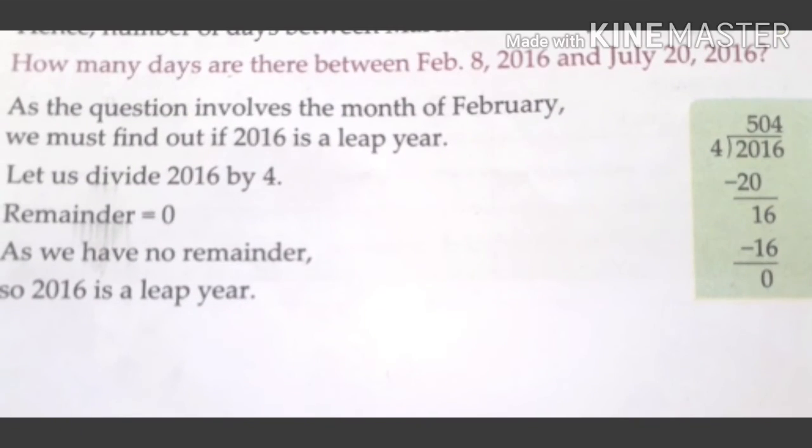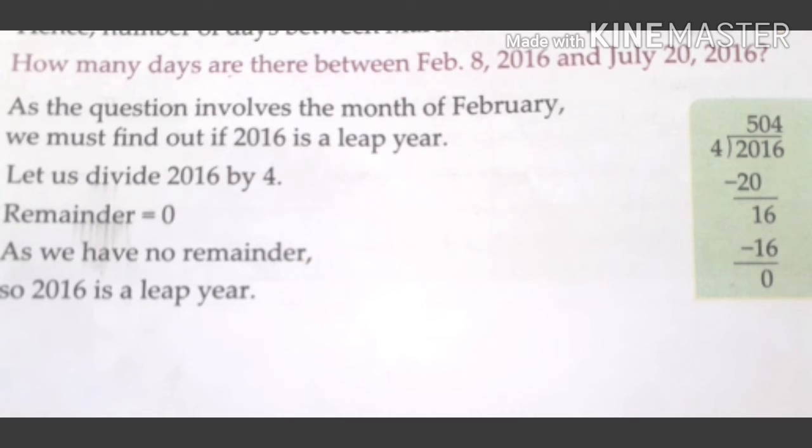We also have one more type of date question. How many days are there between February 8, 2016 and July 20, 2016? Since February is given, we have to check the year. 2016 is a leap year. How to check? A leap year involves one extra day, so we divide by 4. If we divide by 4 and get no remainder, then 2016 is a leap year.